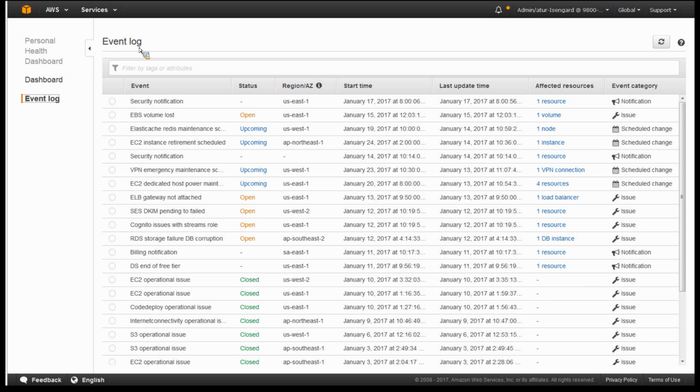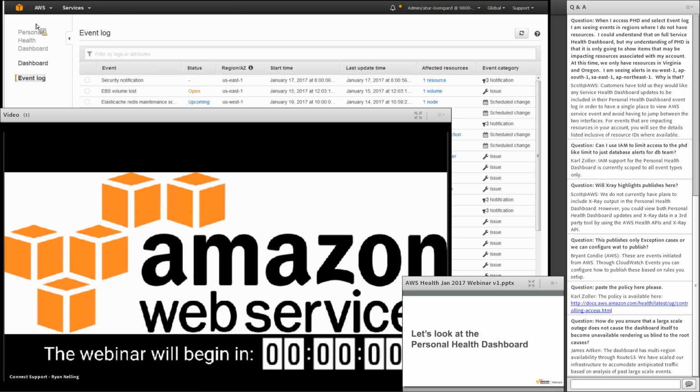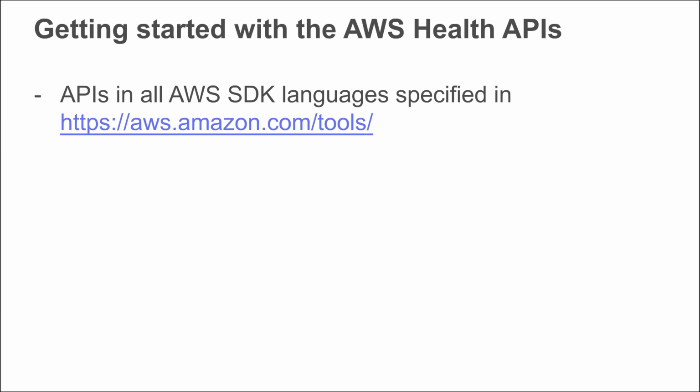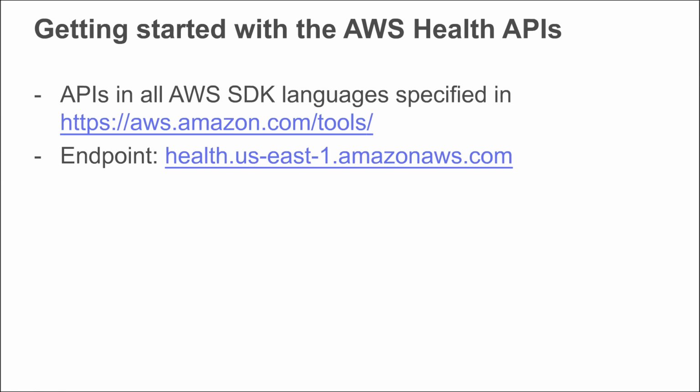Let's go back to the slides now. Let's see how to get started with the Health APIs. The Personal Health Dashboard is powered by the Health API, and we are making the APIs available for integration through the AWS SDK. APIs are available today in all languages and platforms supported by AWS SDK.